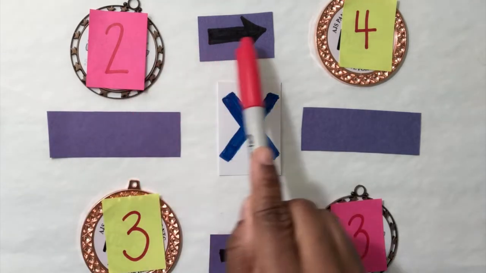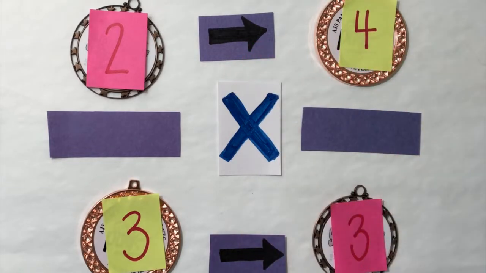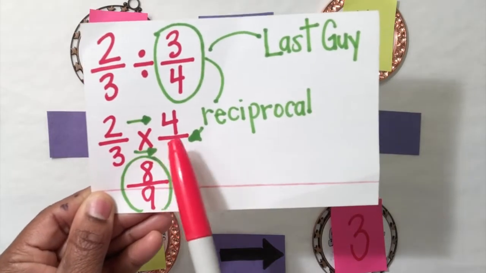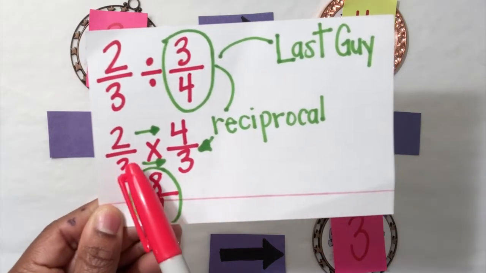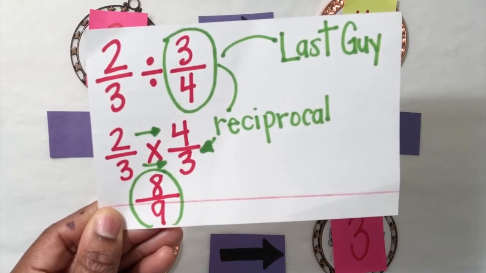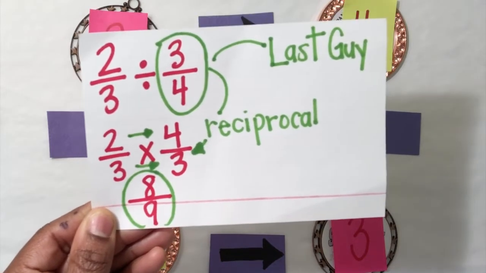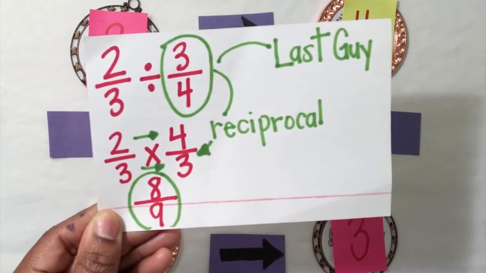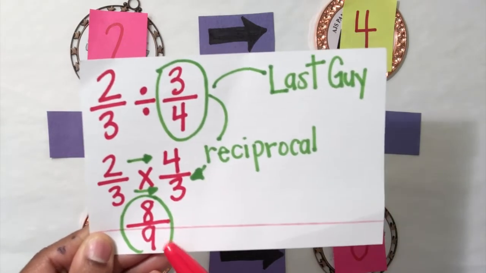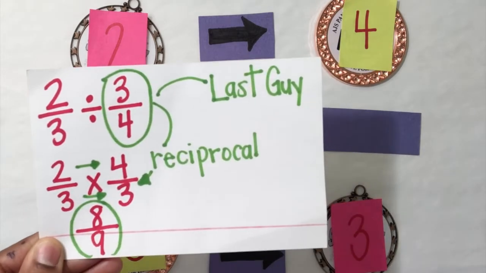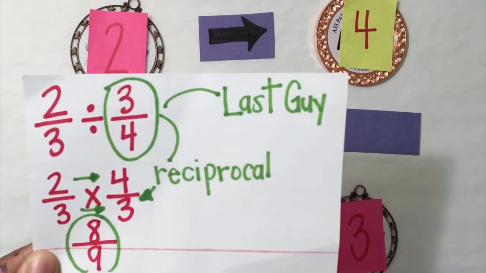What is 2 times 4? And what is 3 times 3? Applying the multiplication will give us our final answer. So let's do 2 times 4, which is 8. And 3 times 3, which is 9. So our final answer is 8/9. That means that 2/3 divided by 3/4 equals 8/9. Amazing. You guys did it. You're smart.